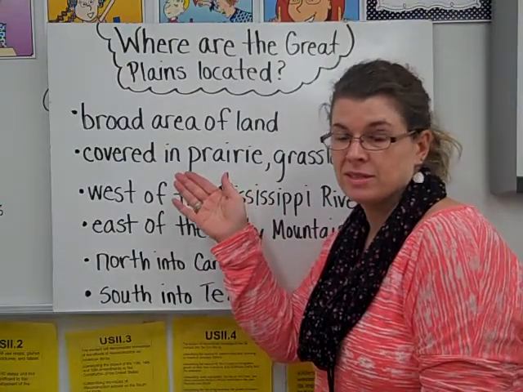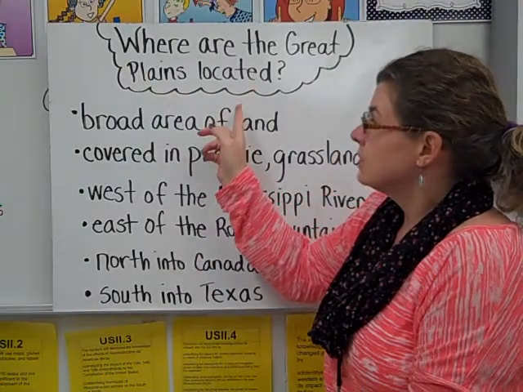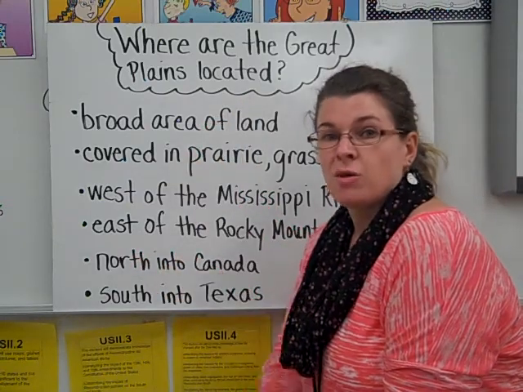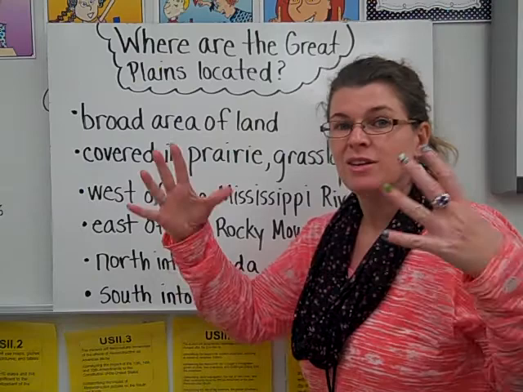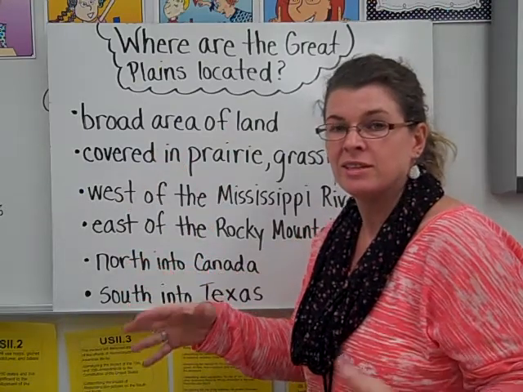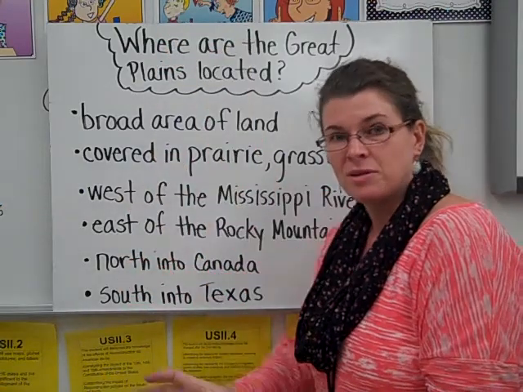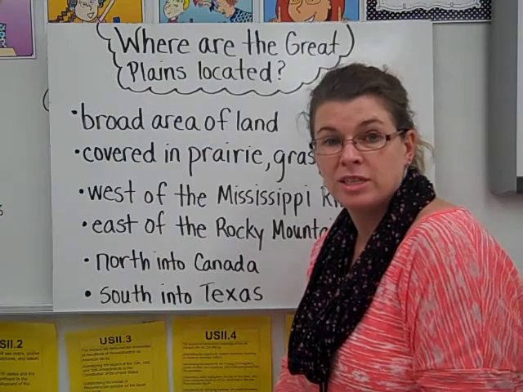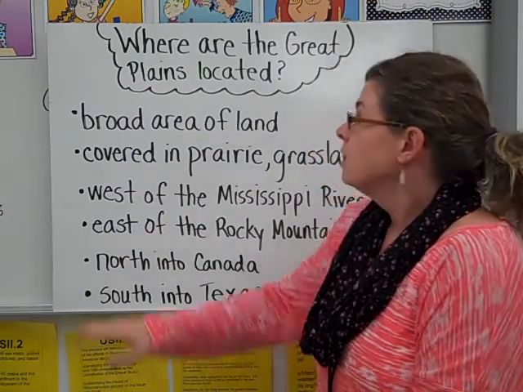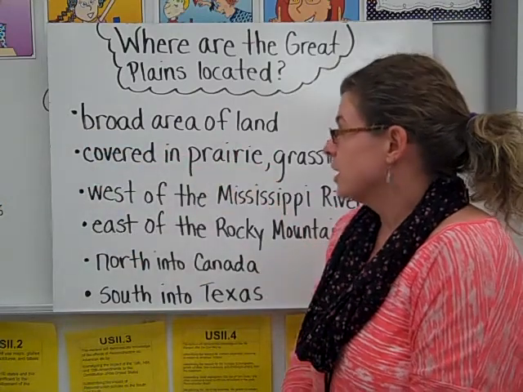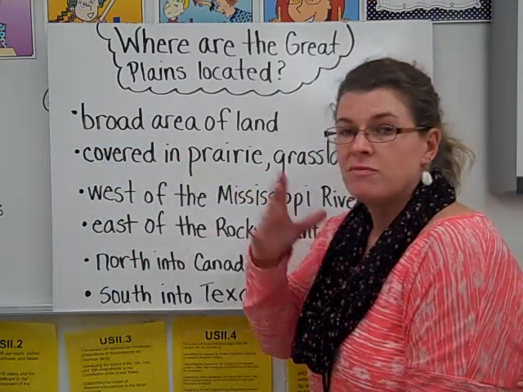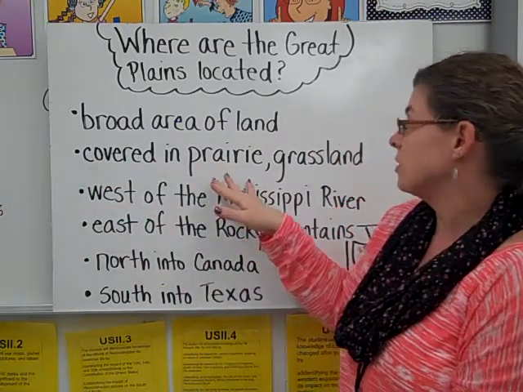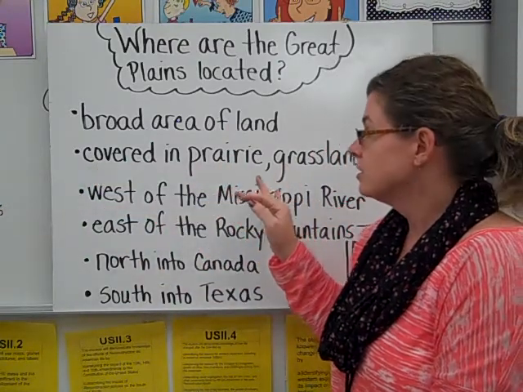Great Plains. Where are the Great Plains located? And what are the Great Plains? The Great Plains is a broad, huge area of land that runs down through the continental or contiguous United States. The Great Plains is a broad area of land. It's very vast and huge. The Great Plains is covered in prairie and grassland.